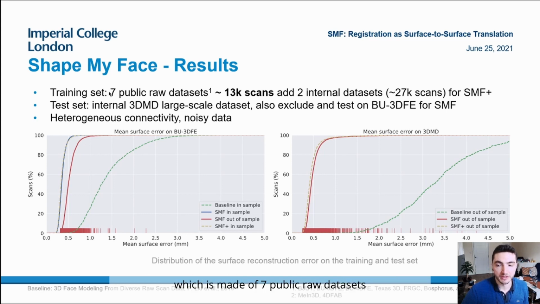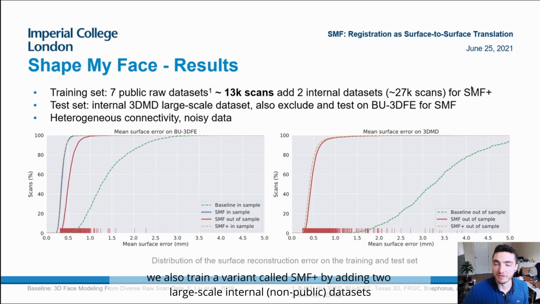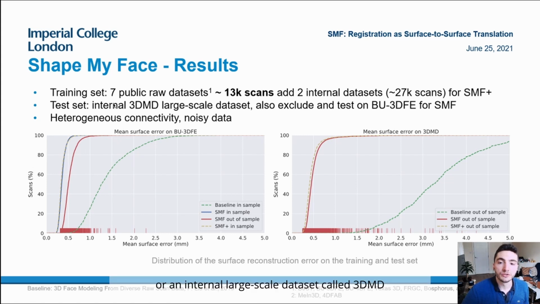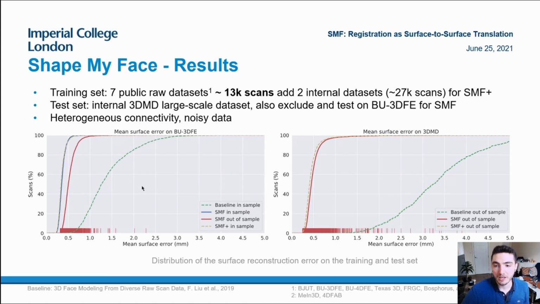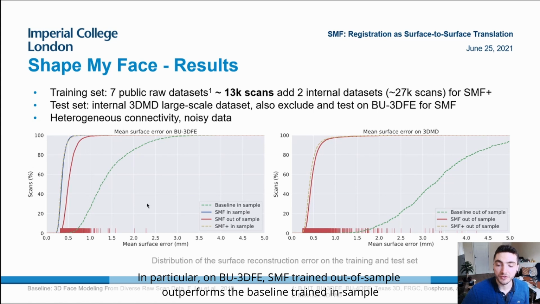We experimentally evaluate the registration ability of SMF on the same data as the baseline, which is made of 7 public ROI datasets. We also train a variant called SMF Plus by adding 2 large-scale internal datasets. Our test set is either BU3DFE when training on the 6 remaining datasets, or an internal large-scale dataset called 3DMD. We can see that SMF produces consistently low registration error, both in sample and out of sample, and markedly outperforms the baseline. In particular, on BU3DFE, SMF trained out of sample outperforms the baseline trained in sample.